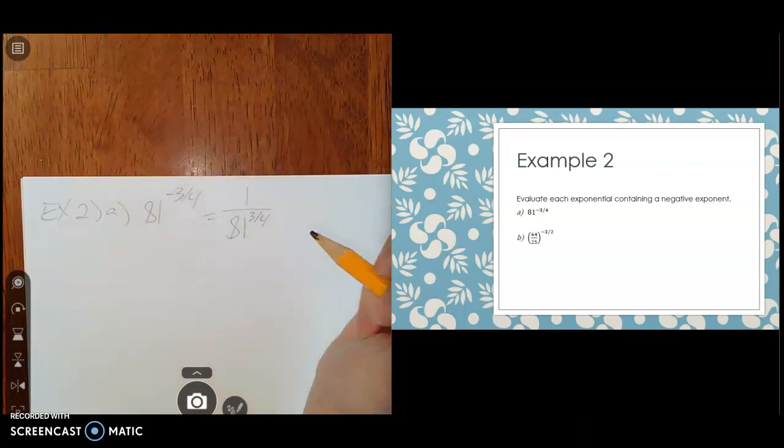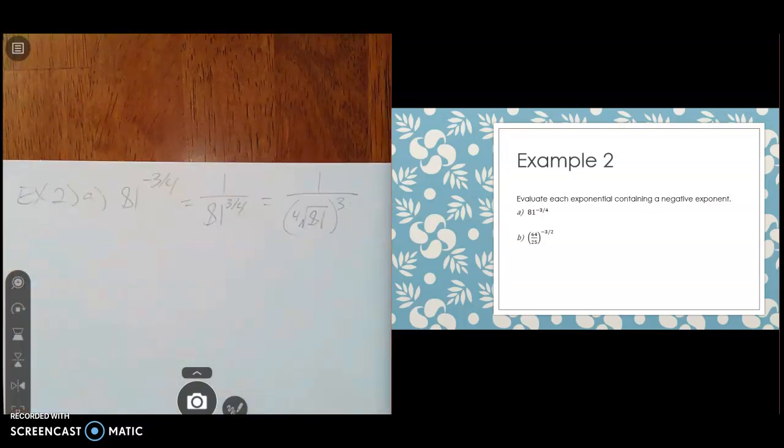Okay? Now we can keep going from here because we know now that that 4 in the denominator means we're taking the 4th root of 81. The 3 that's in the numerator means we're going to take it to the 3rd power, and it's still under a 1.